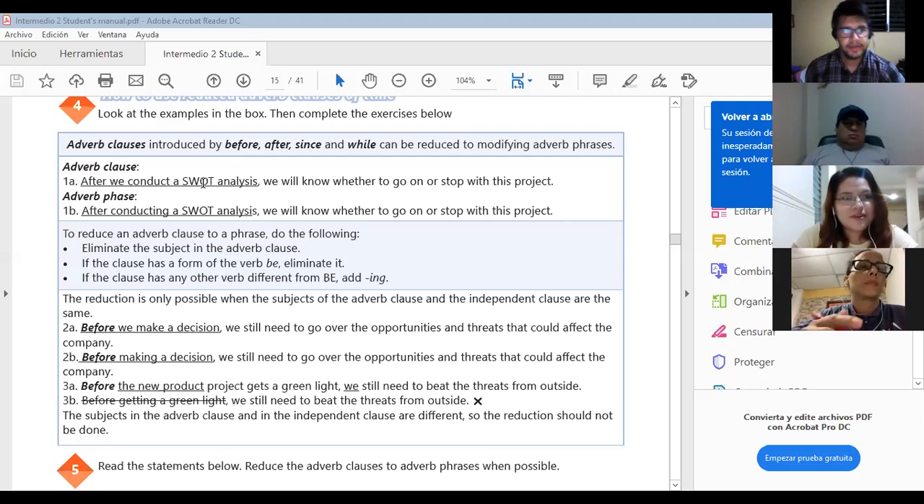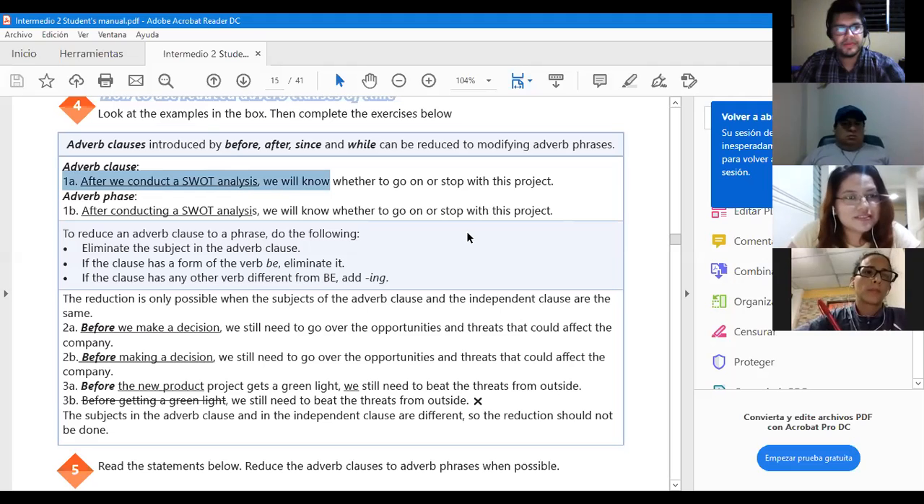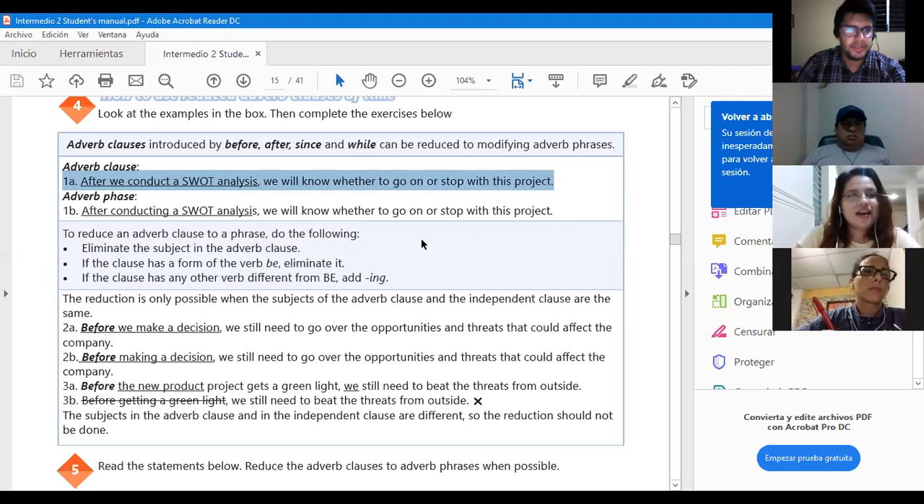After we conduct a SWOT analysis, we will know whether to go on or stop with this project. Okay, great. Thank you very much.